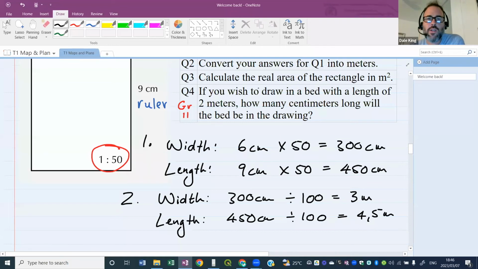Question 3. There it is on the screen. Calculate the real area of the rectangle in meters squared. And I'll give you a clue. All the answers we've just got for questions 1 and 2 are real dimensions in the real world. So when they talk about real area, you can use these answers. I haven't given you a formula for this. I'm hoping that you'll remember the formula for the area of a rectangle. Let's see if you can get it. Sakile.